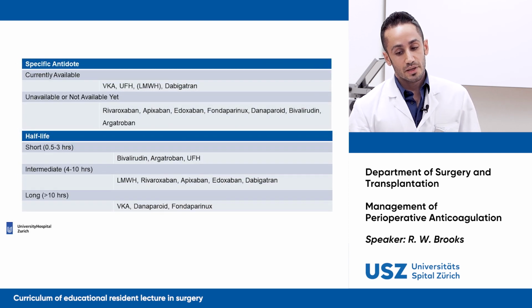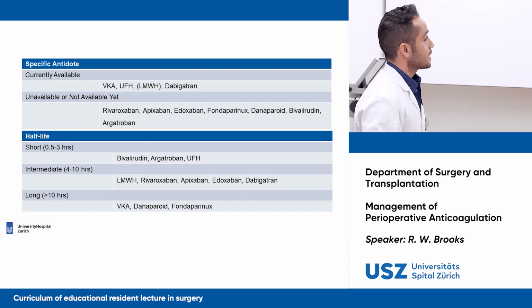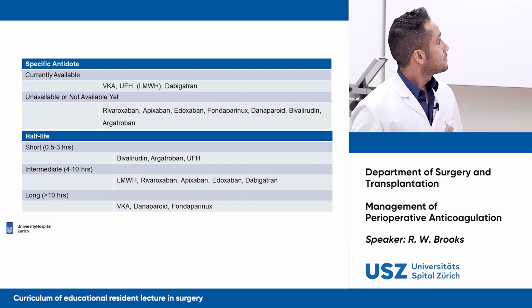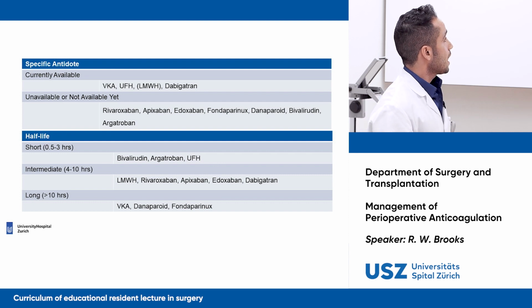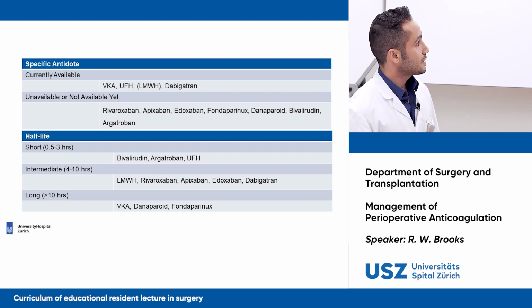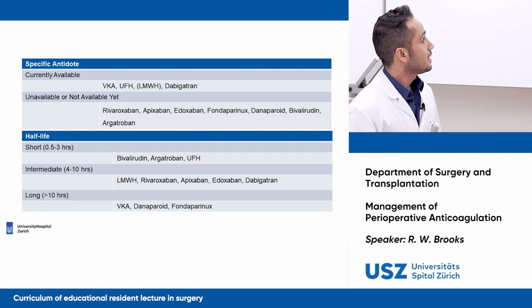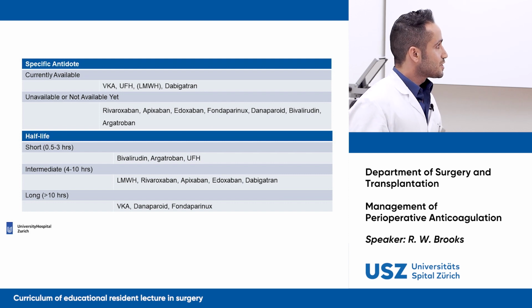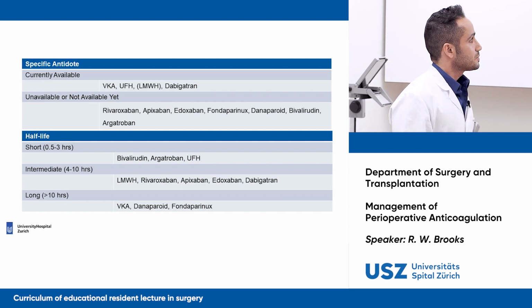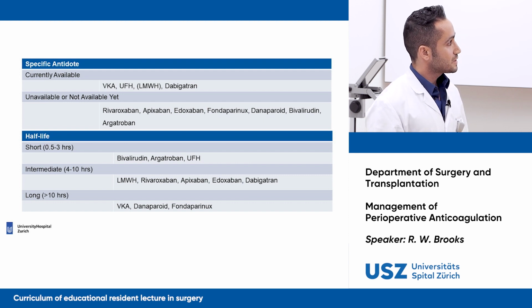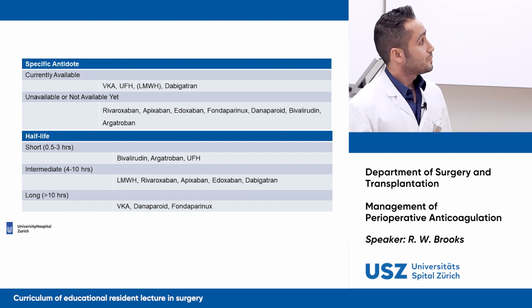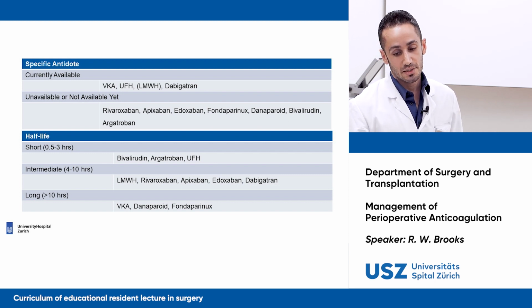And there is also the way to separate them in groups by whether we have specific antidotes for them. We do have currently specific antidotes for vitamin K antagonists, unfractionated heparin, low molecular weight heparin, and dabigatran. And there are also specific antidotes that are not available yet for rivaroxaban, apixaban, edoxaban, and also for fondaparinux and the rest of the listed substances here.